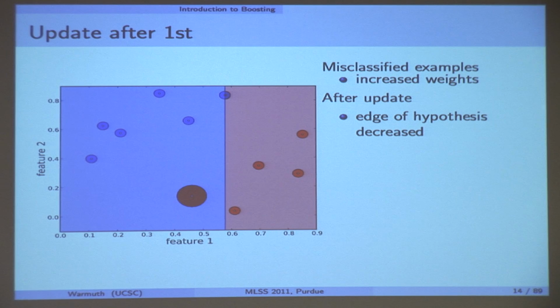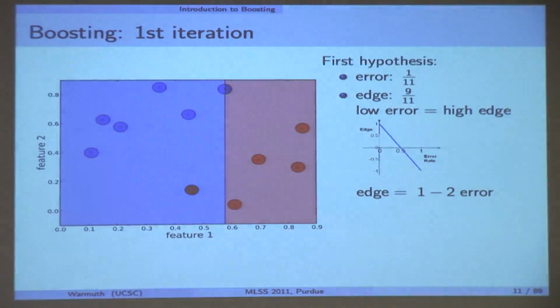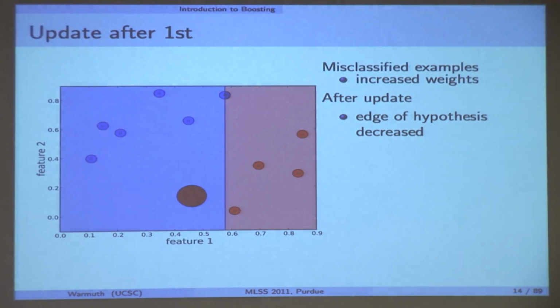The size of the point that I draw corresponds to the weight. After the update, you increase the weights of the misclassified ones. Remember, this was a misclassified one. That example's weight, its fatness, is brought up. The distribution puts more weight on it after the update. This is what boosting does. It reweighs things to put more weight on the misclassified ones, the hard examples.